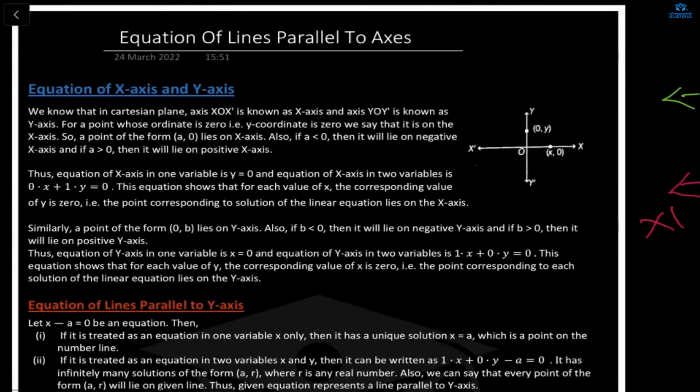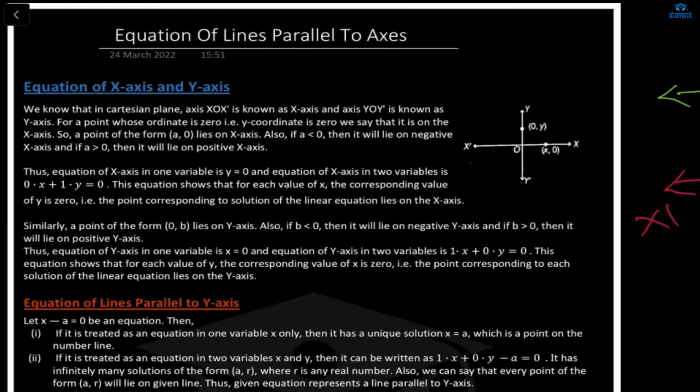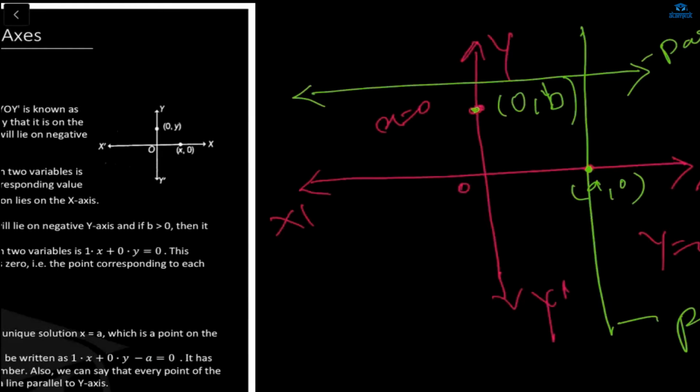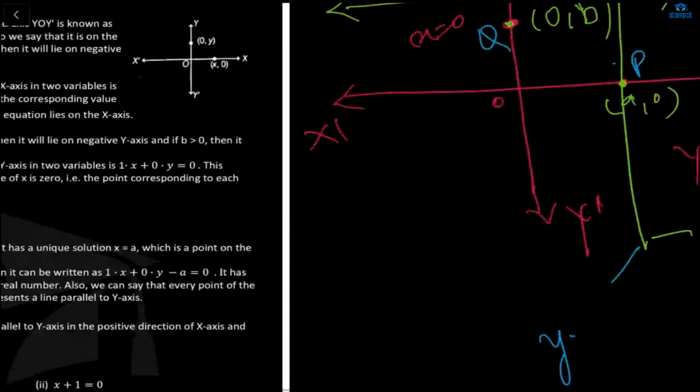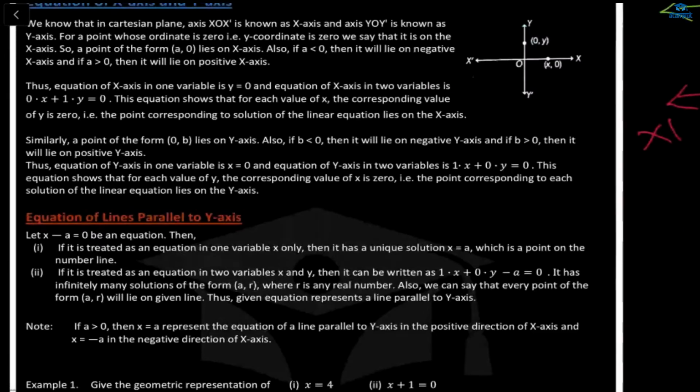Now in the Cartesian plane, as I told you, for the point whose y coordinate is 0, the point is lying on the x-axis. If you mark it as P, then for this point P, y is 0. So the equation of this line will be what? y is equal to 0. The equation of the line will be y is equal to 0. I have already written it here.